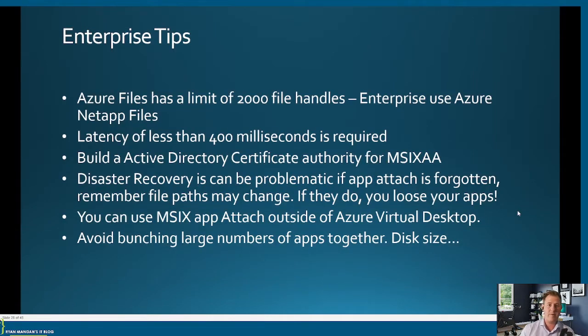So some tips for enterprises: Azure Files did have a limit of 200 file handles. I believe that's being increased or has been increased. However, enterprises should really use Azure NetApp Files for more bang for buck, more performance. Latency is actually pretty good. You only need less than 400 milliseconds. So if you've got less than 400 milliseconds to storage, you can use app attach.